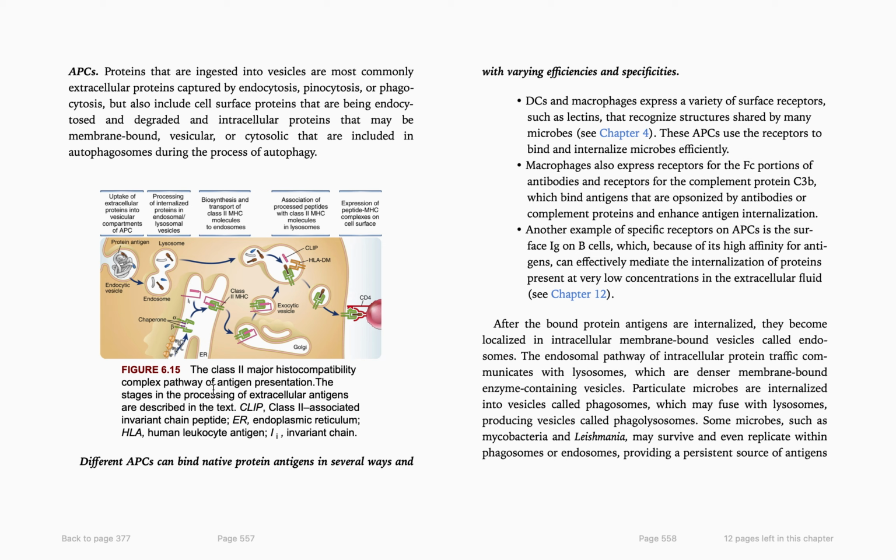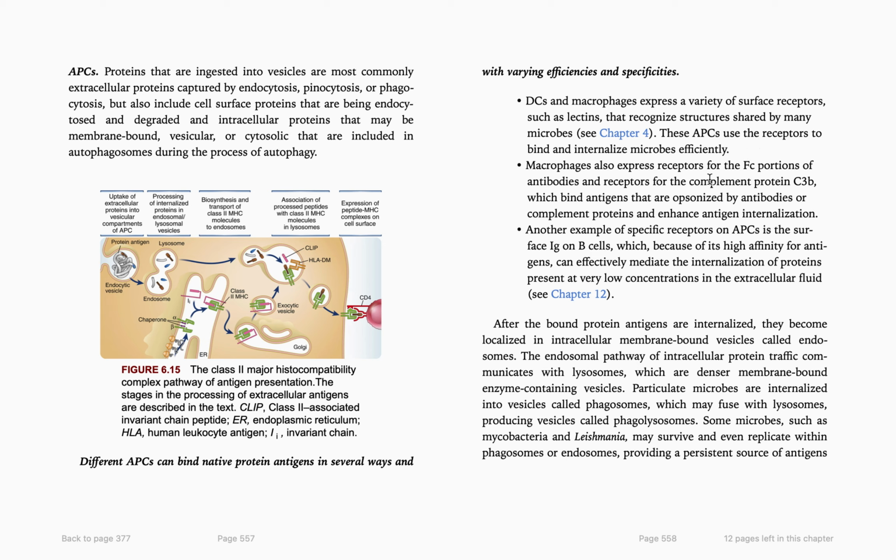So, the class 2 major histocompatibility complex pathway for antigen presentation. The stages in the process of extracellular antigen presentation are described in the text, as you will see later. Different antigen presenting cells can bind native protein antigen in several ways and with varying efficiency and specificities. So the dendritic cell and macrophage express a variety of surface receptors such as lectins that recognize structures shared by many microbes. These antigen presenting cells use the receptors to bind and internalize efficiently.